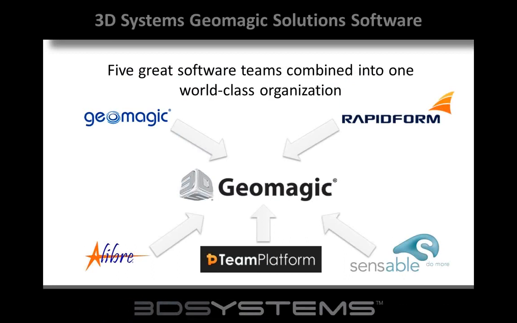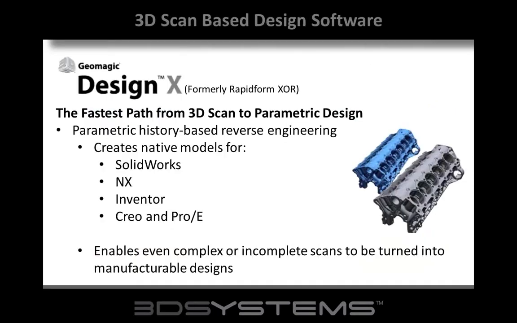So when I'm talking about Geomagic, what is Geomagic Solutions software? Formerly there was software Geomagic and Rapidform, Alibre and Sensable, and additionally we have a collaboration platform which is called 3D Sprint, and all those software teams united under the brand Geomagic Solutions. So Geomagic Solutions is a combination of all these software, and depending on the application we provide the correct package. So here we want to talk about Geomagic Design X, which was formerly known as Rapidform XOR.